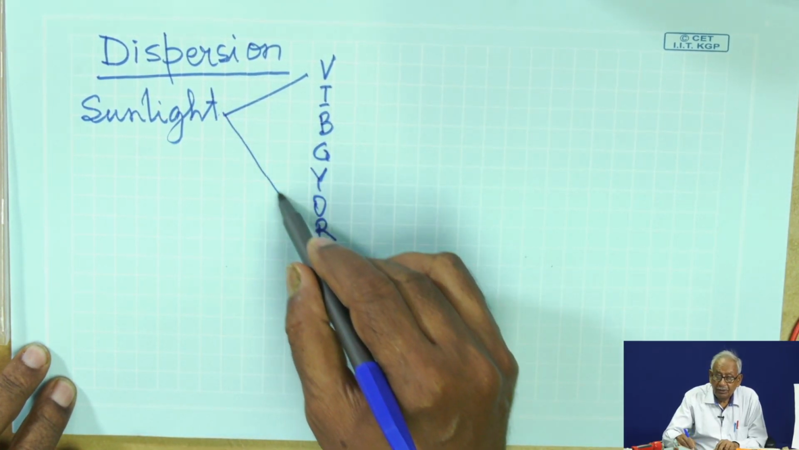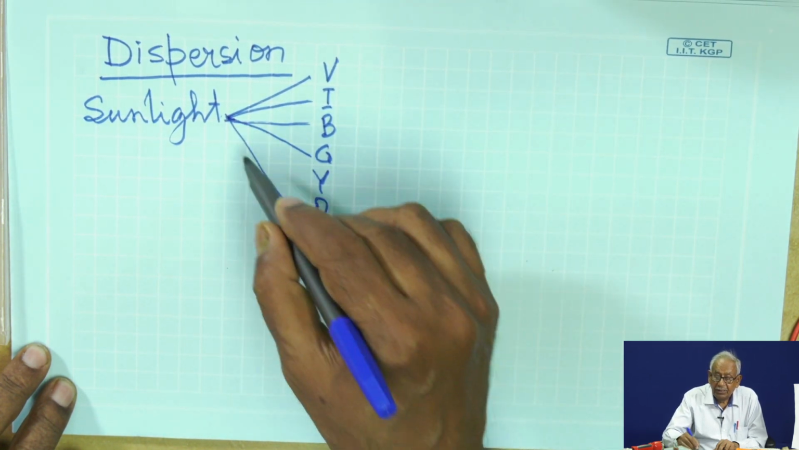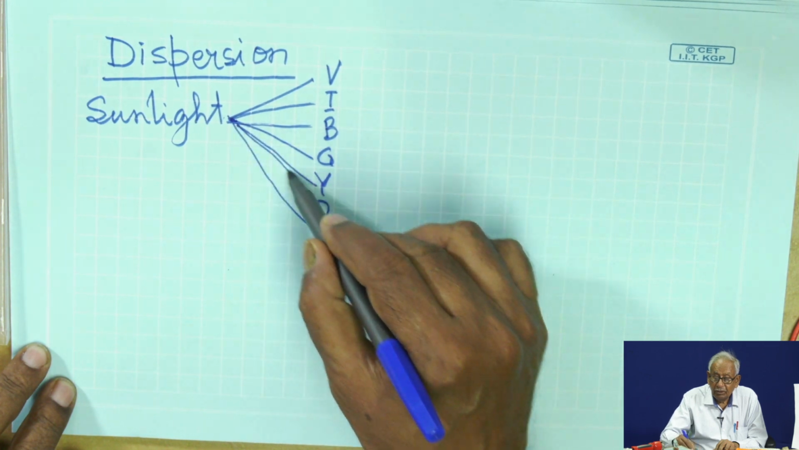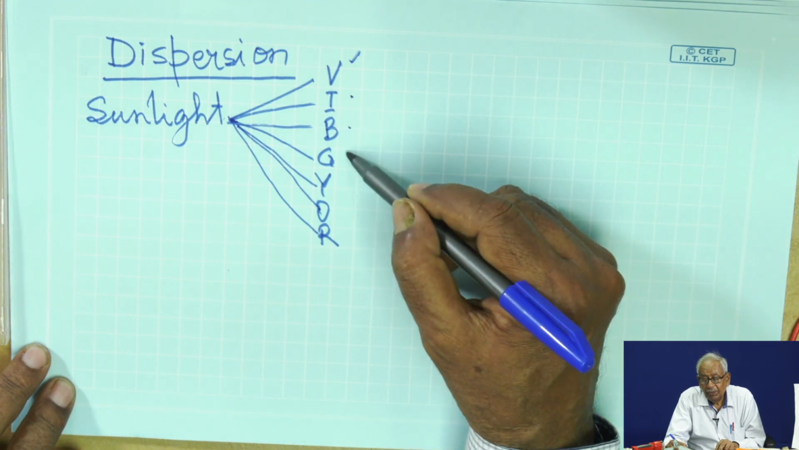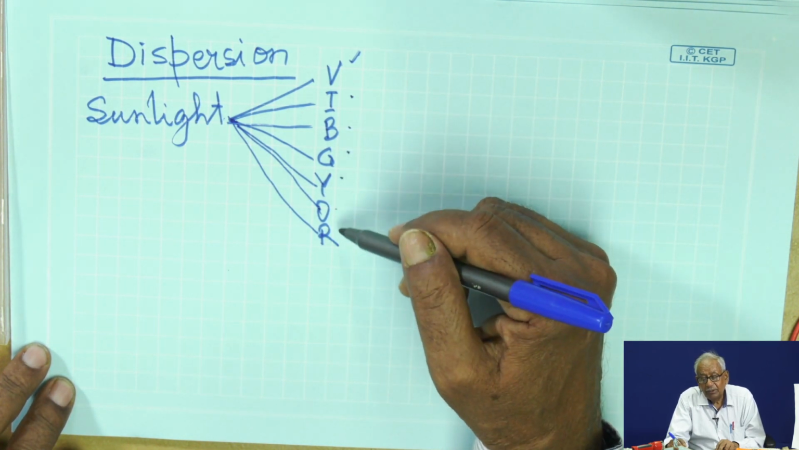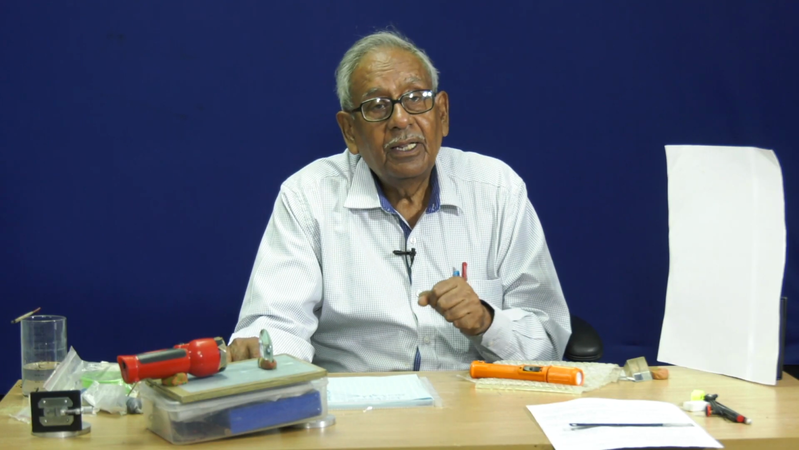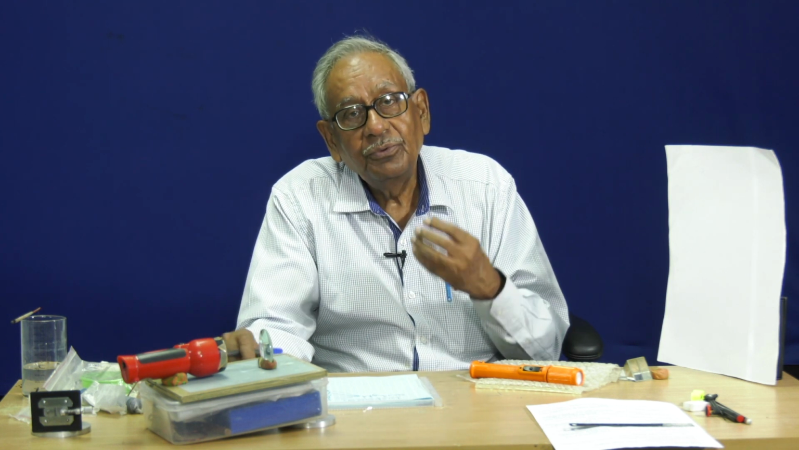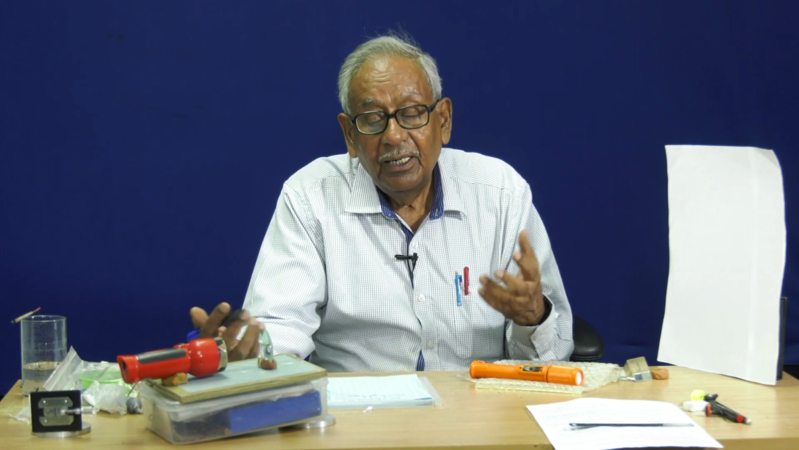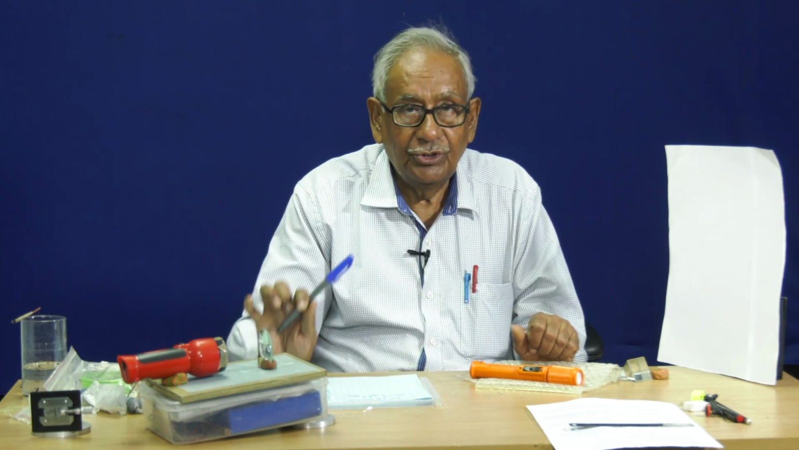That means when the sunlight is split, it gives all these colors: violet, indigo, blue, green, yellow, orange and red. But the problem is that you cannot get sunlight all the time, and in the classroom especially, if you want to see what a spectrum is, the best available device nowadays is the LED torch.